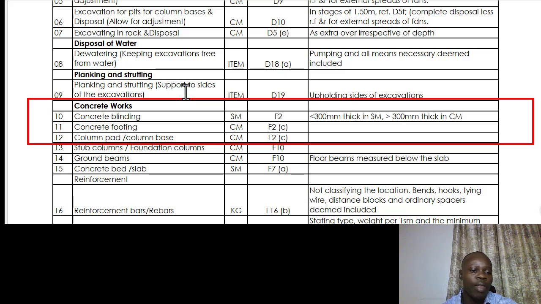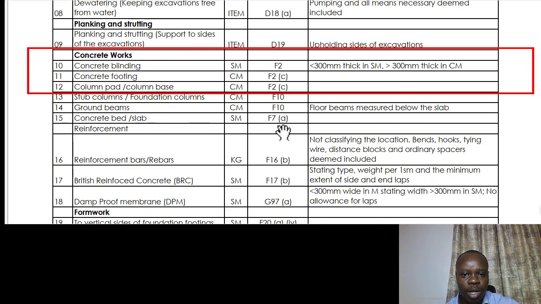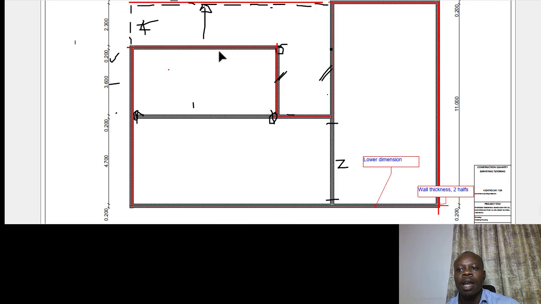We apply these rules, and for the concrete slab, you can see it's measured in square meters. If you need the reference for that particular rule, you go to rule F7 in the standard methods of measurement. Having known the unit in which you are going to measure the item, it's always easier to trace the dimensions that you need, and to get exactly what you are looking for.